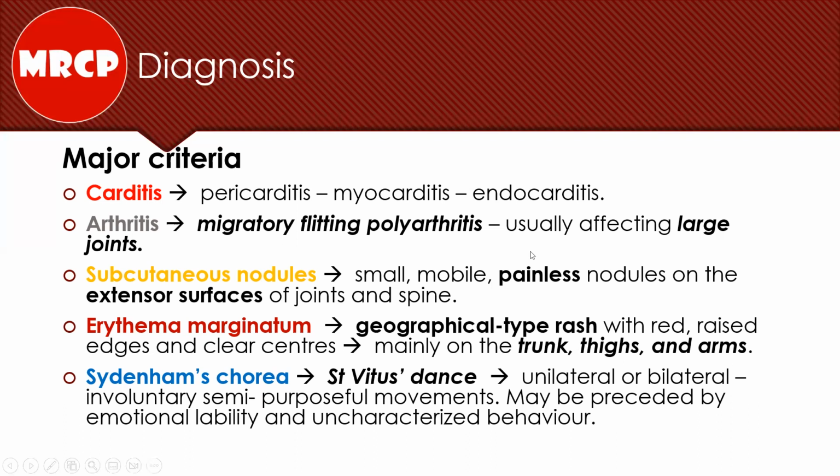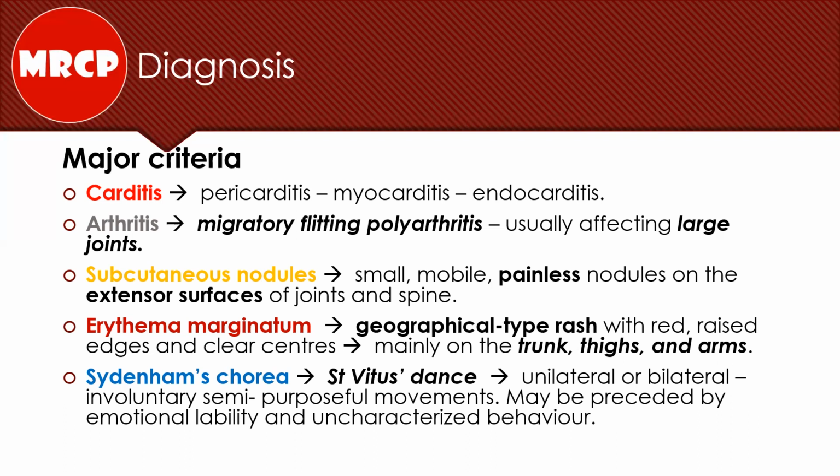Subcutaneous nodules here are painless nodules, and they are small and mobile, but they are painless. This is a very important criterion here. And the distribution of nodules also is important. These nodules exist basically on the extensor surface of the joints and the spine. So these subcutaneous nodules are small, mobile, and painless nodules distributed over the extensor surface of joints and spine.